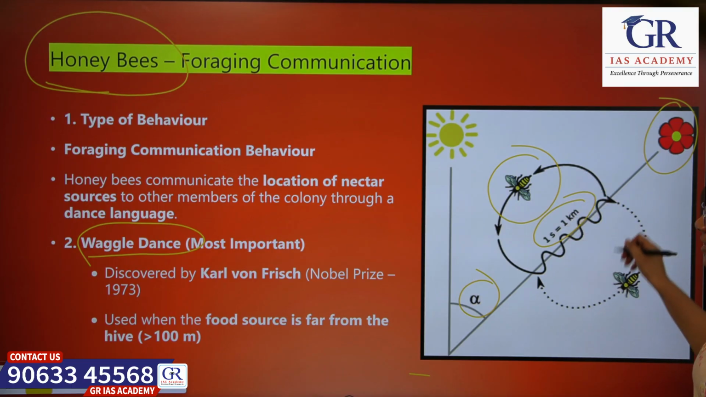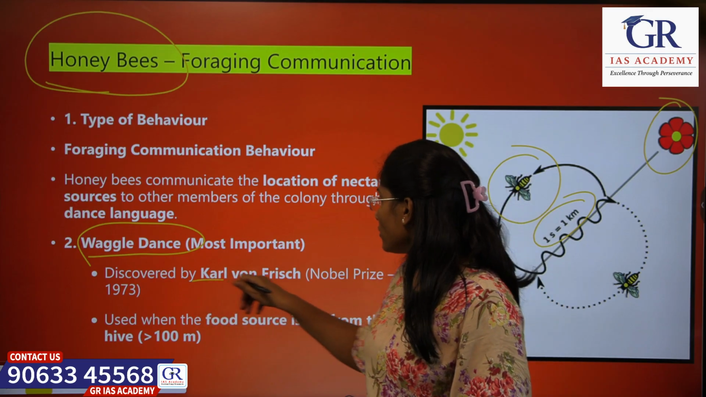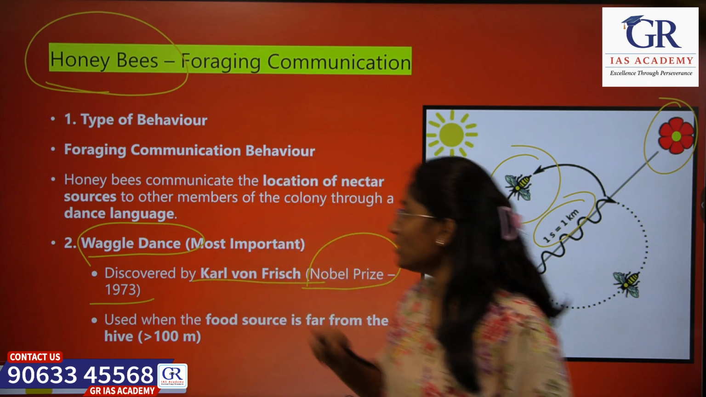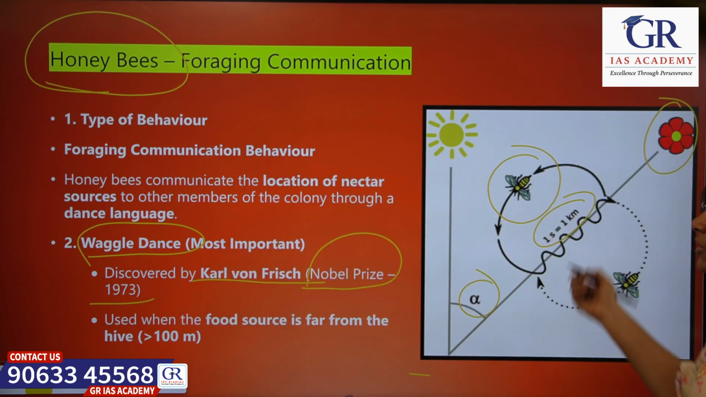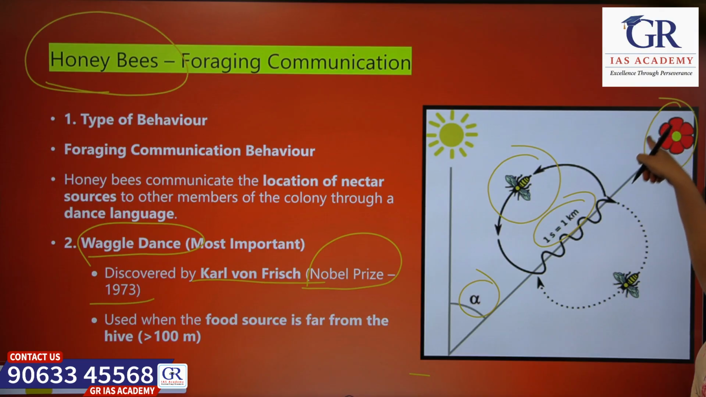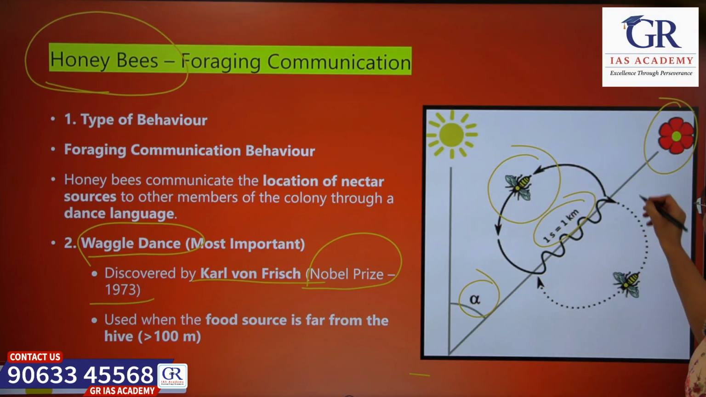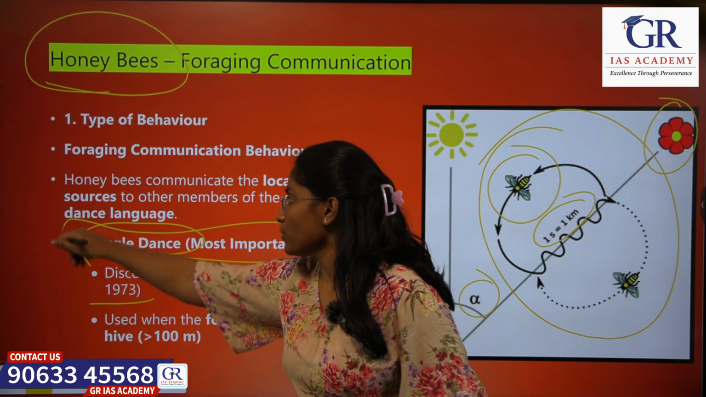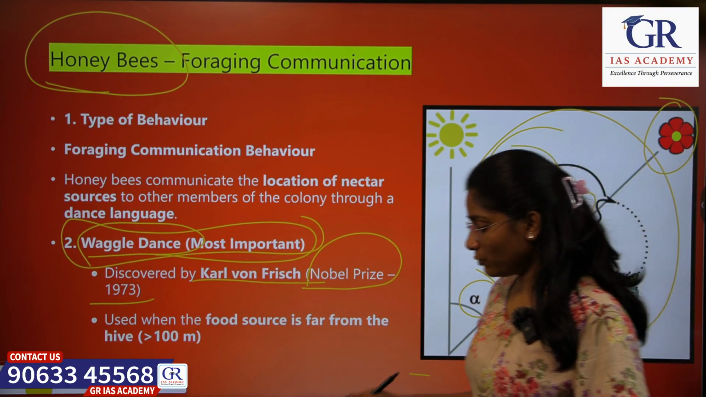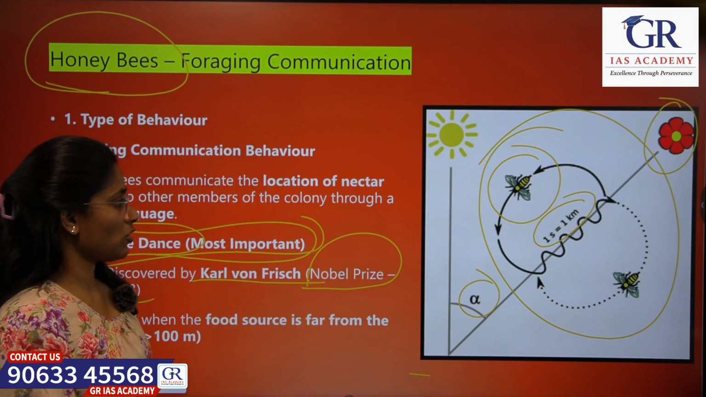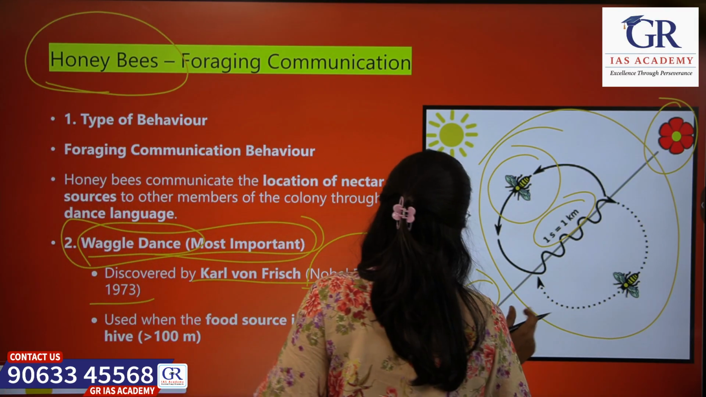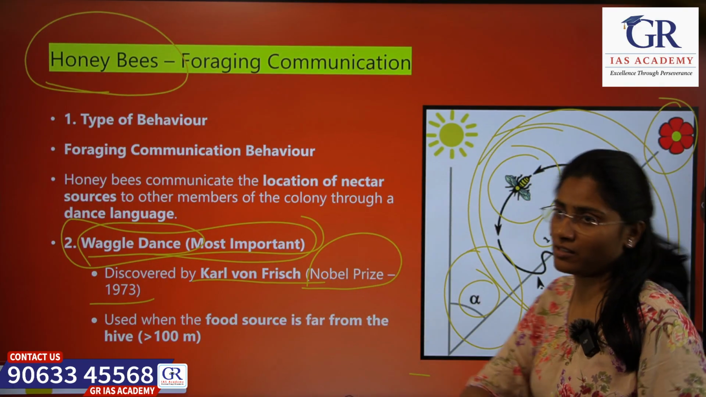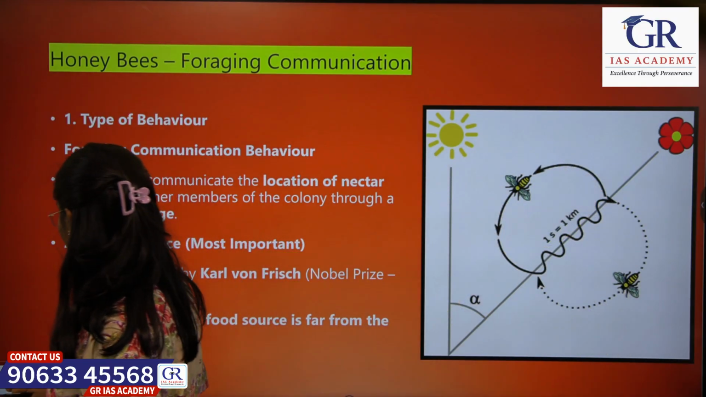This waggle dance was discovered by Carl von Frisch and he got a Nobel Prize for this in 1973. So that is how they communicate the location of nectar to other members of the colony through this dance language, which is called waggle dance. So it's very important for us. If UPSC is asking more deeply into this topic, it will be asking about what information it is giving through the waggle dance. So let's see about that.